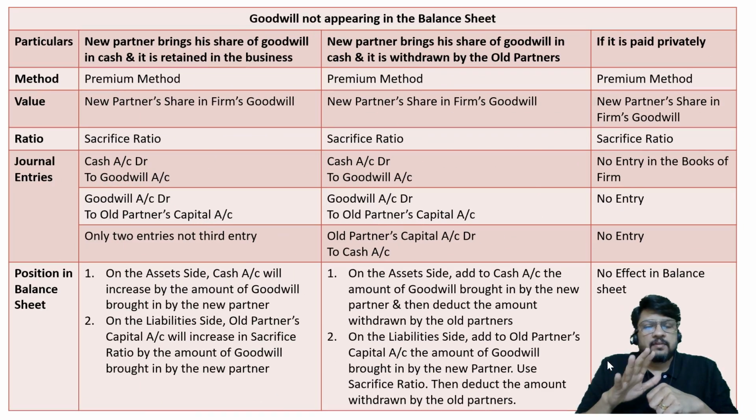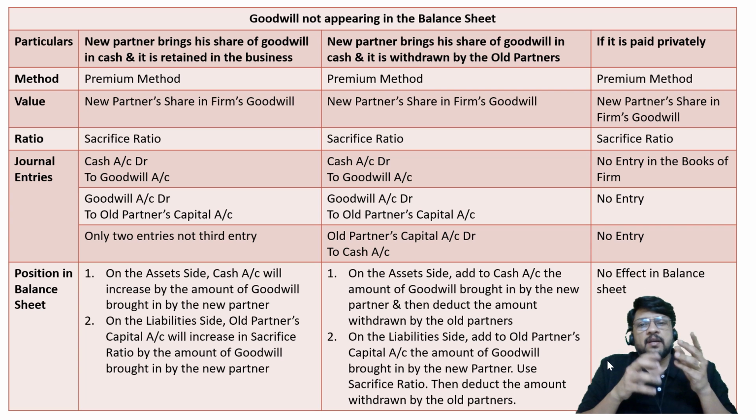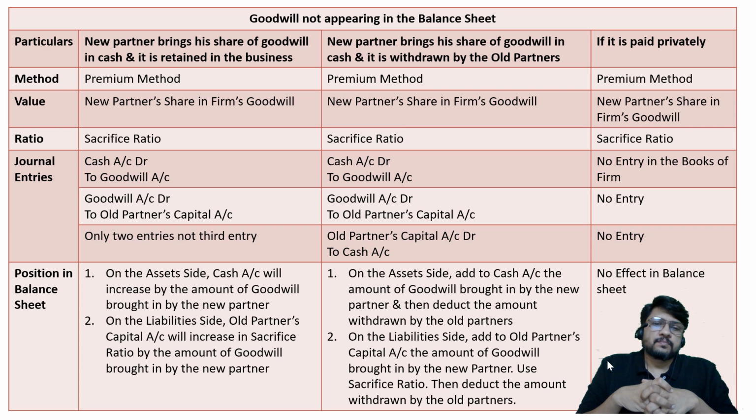When you are looking at the problem of admission of a partner and you are given the old balance sheet, that is the problem balance sheet, the first thing you should check is whether goodwill is already appearing in the balance sheet or not. So look into the balance sheet first. In the balance sheet, is the goodwill already appearing there or not? This is the first point.